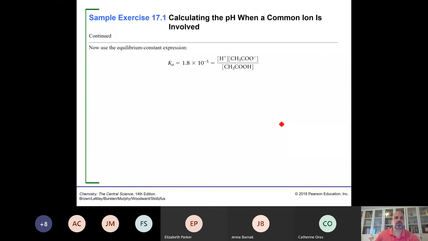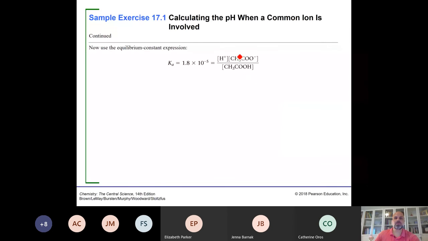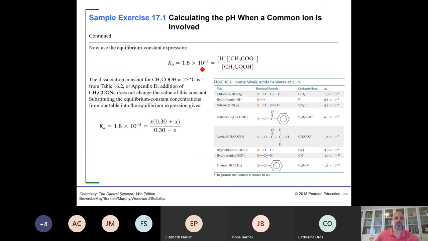So we'll go through. We're going to use that same equilibrium expression, where we have products over reactants. And we looked up Ka of acetic acid in a table. So we have the Ka, and that is right here, over in this part of the table. You can see our Ka is coming from a table. We just simply looked it up.